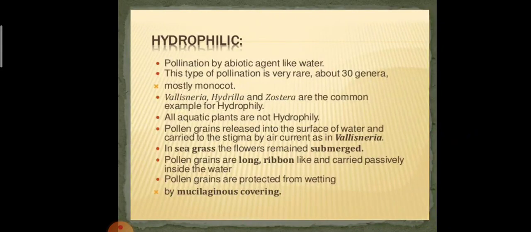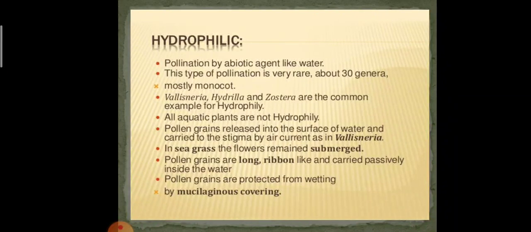The second type is known as hydrophily. Hydrophily, that word indicates water. The agency is water. In most of the monocots, this hydrophily is carried out. Common examples are Hydrilla, Zostera, and Vallisneria. All aquatic plants are not hydrophilous, because you can observe lotus, which is an aquatic plant, but it never undergoes hydrophilous pollination. It undergoes insect pollination, through a different agency.